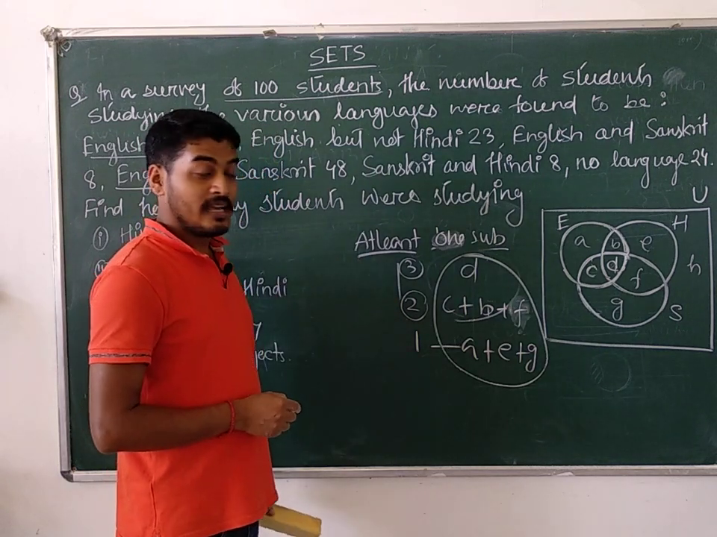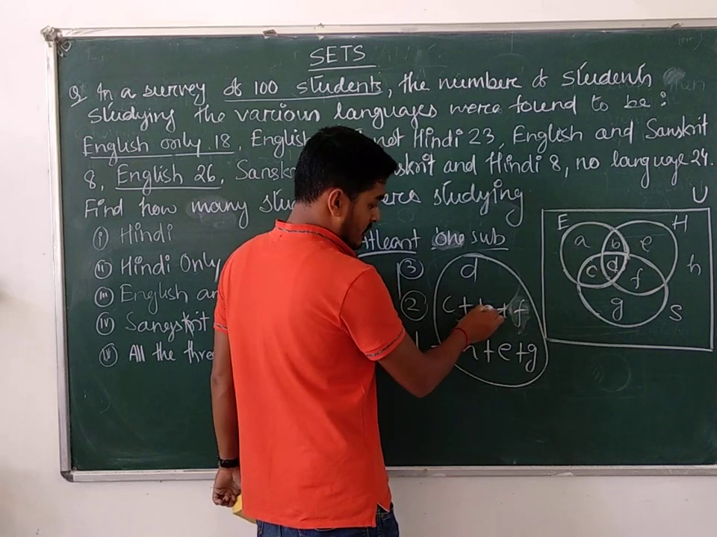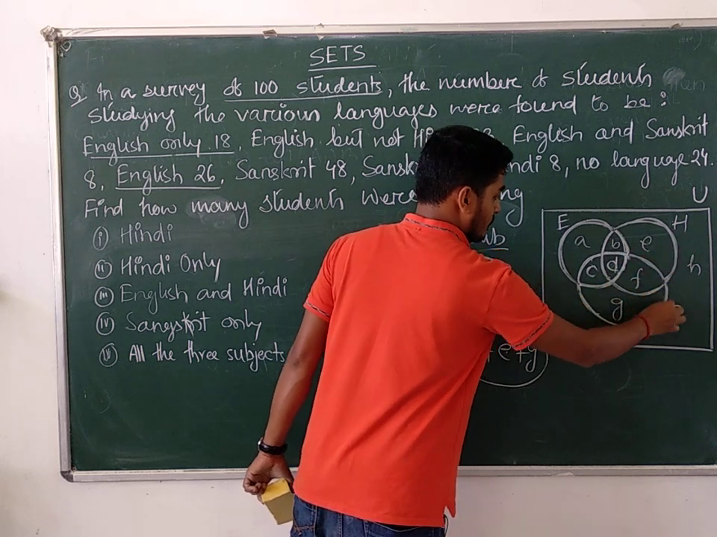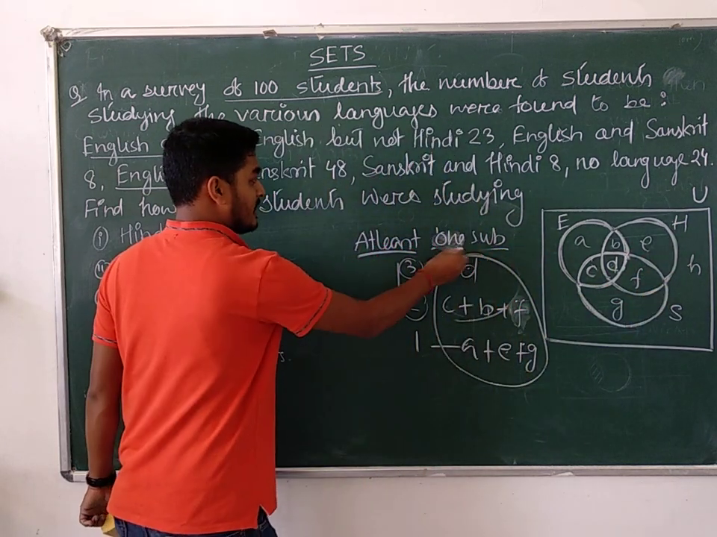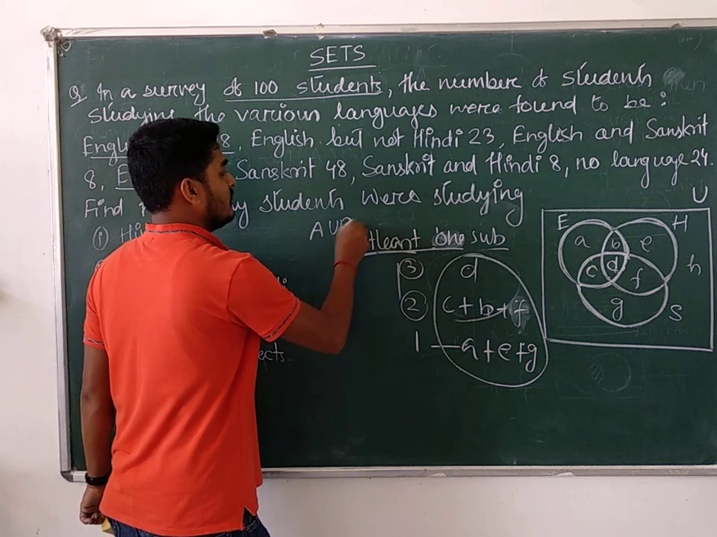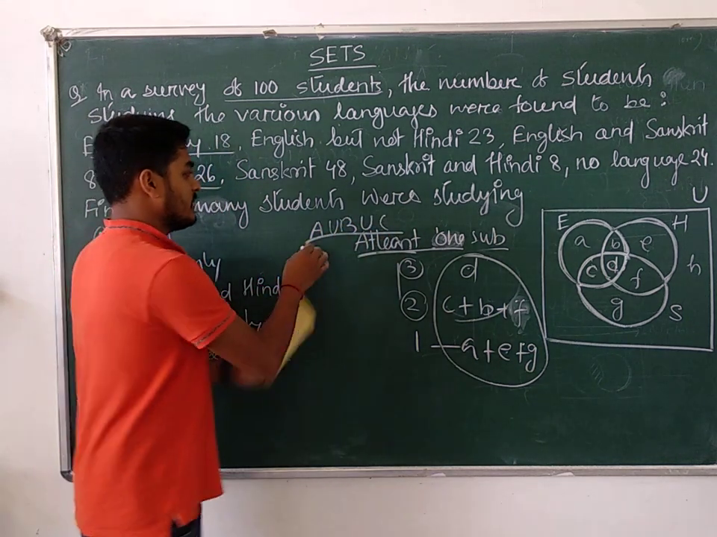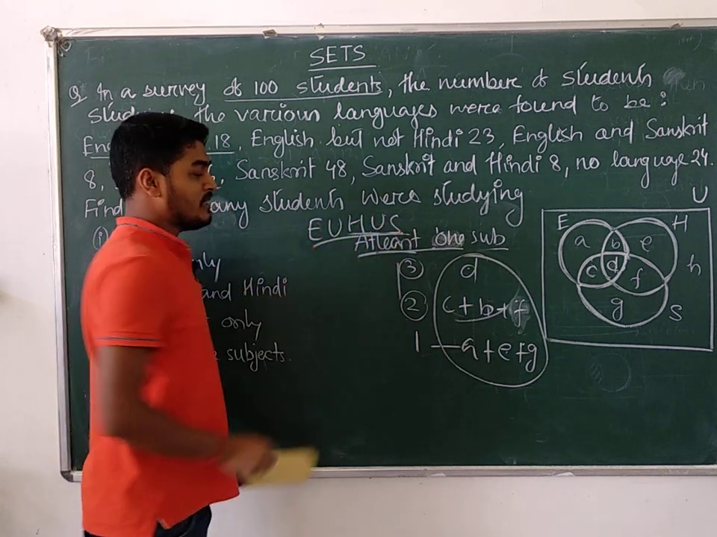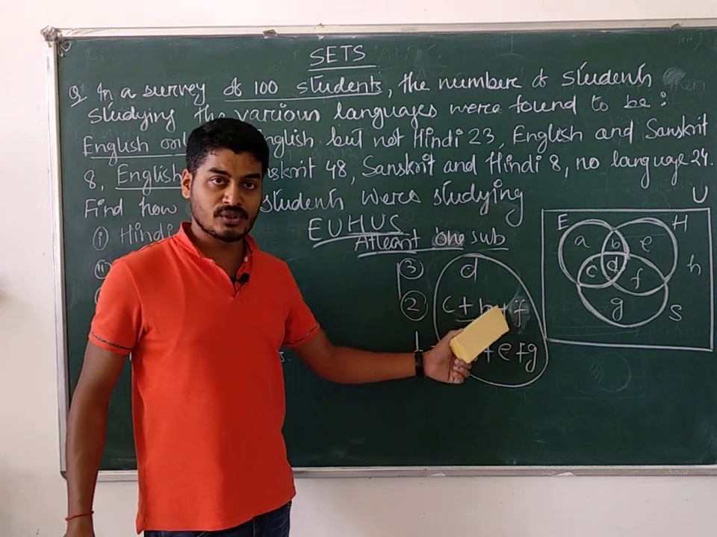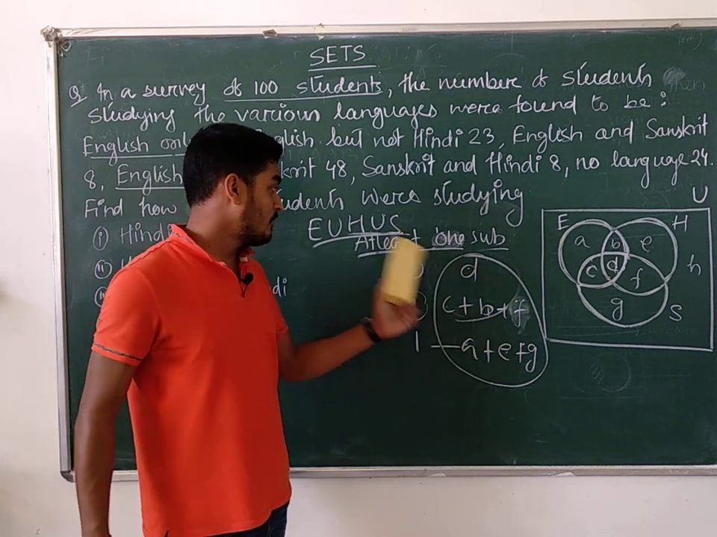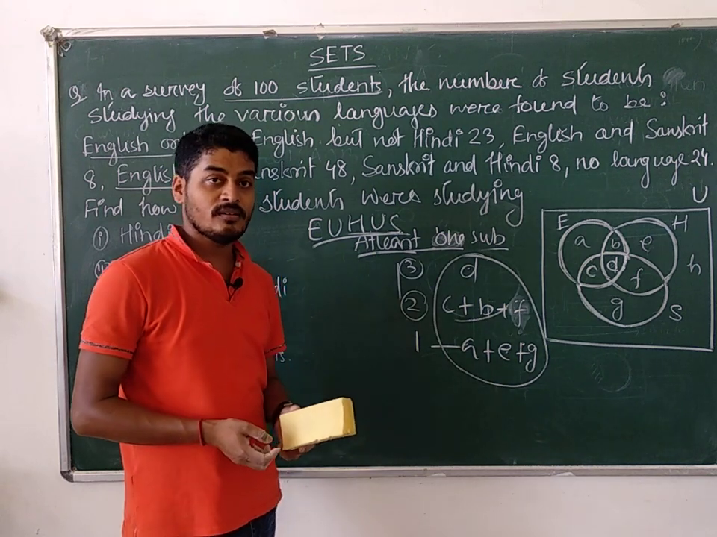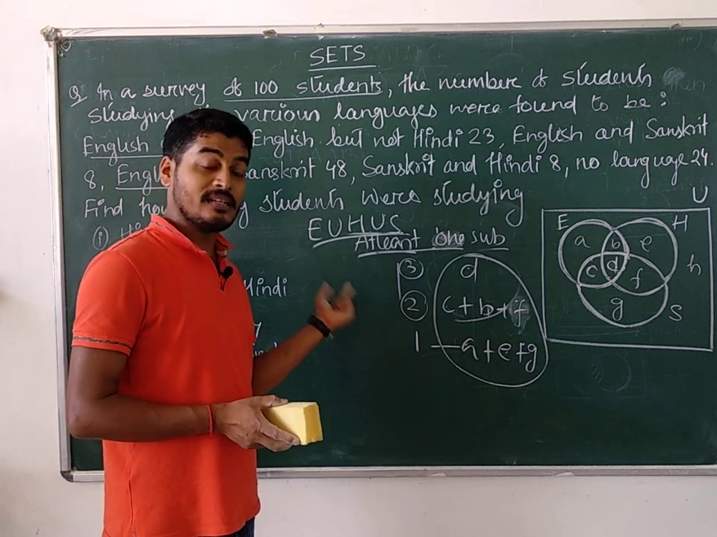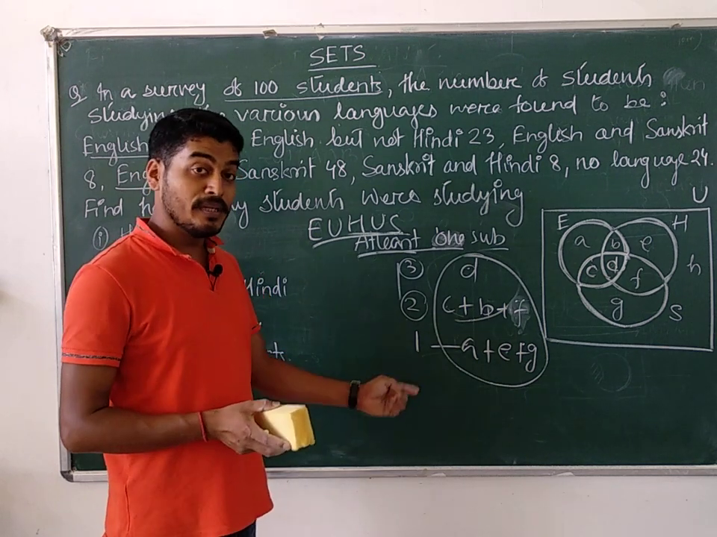Listen, at least one subject means what? A, B, C, D, E, F, Z. That means you have got the whole portion, am I correct? So at least one means nothing but the union, A union B union C, or you can say E union H union S. At least one subject means you have all the portions, all the separate values. That means you have got the union of them. Okay, exactly 2, exactly 1, exactly 3, at least 1, at least 2, at least 3. These are the maximum or minimum conditions.